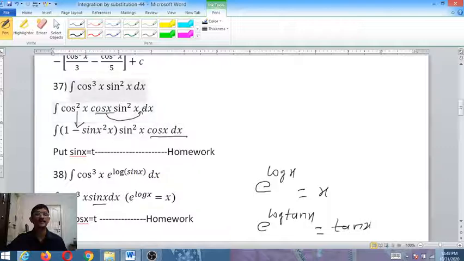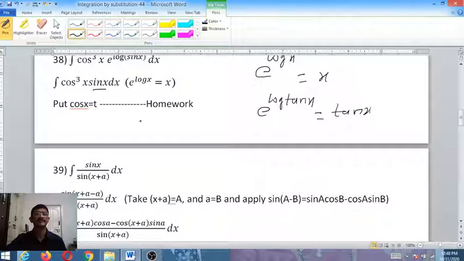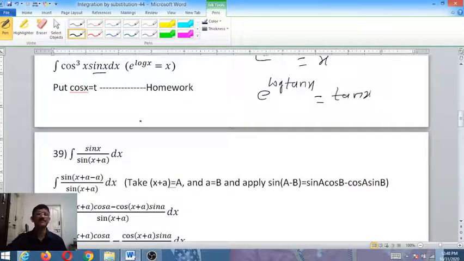Look at here. Cos cube x into sin x dx. Write this cos cube x as cos square x into cos x. And again cos square x is 1 minus sin square x, into cos x. Right side will be sin x dx. You take cos x equals t and differentiate.